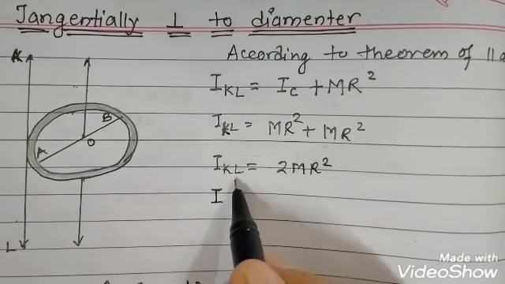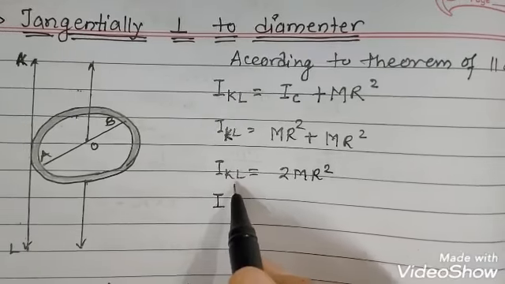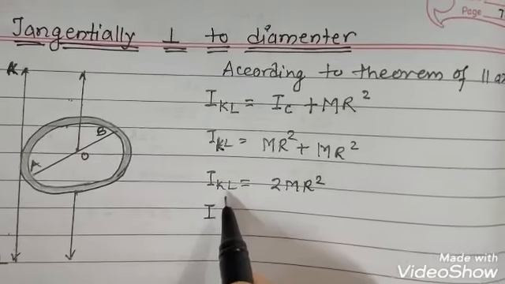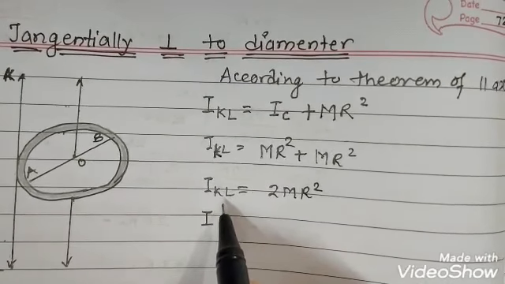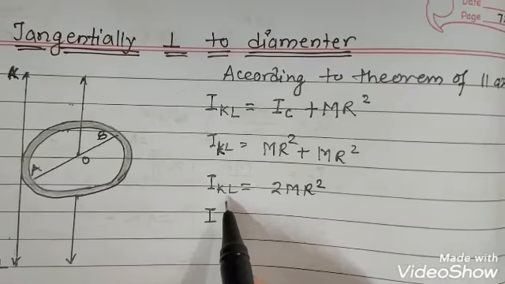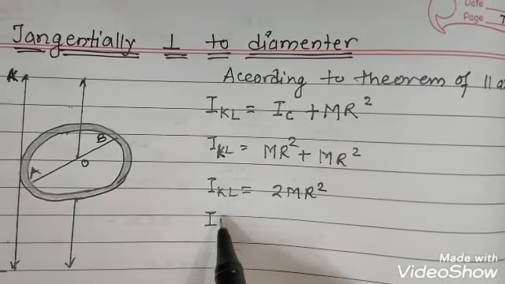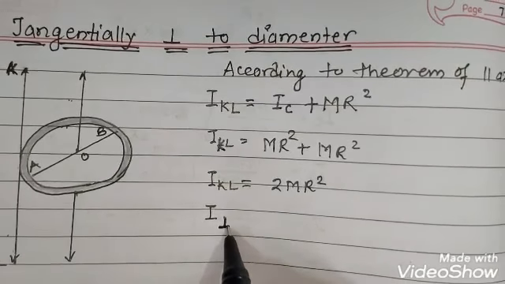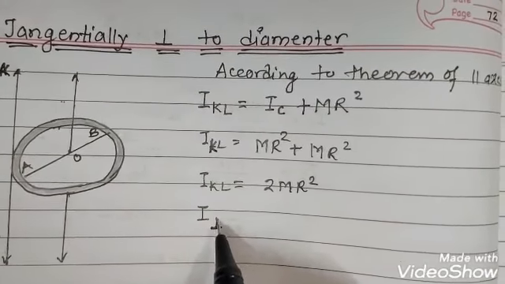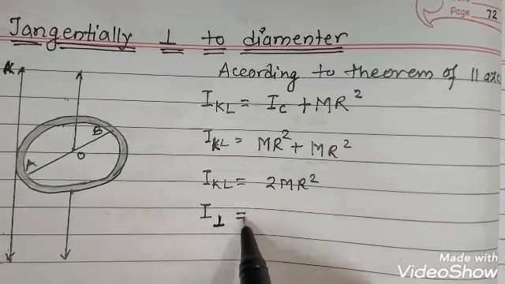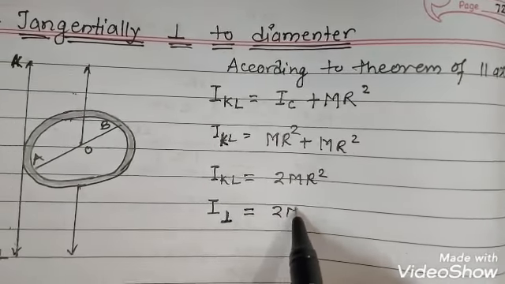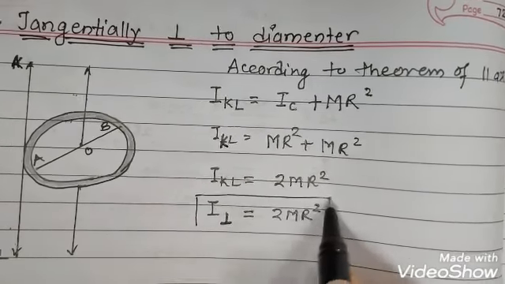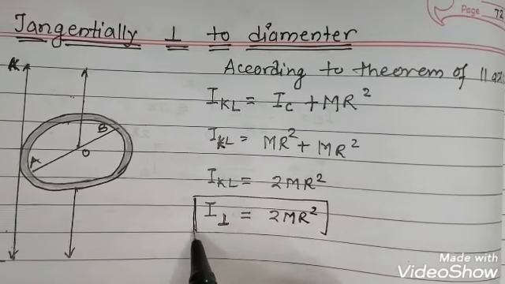This IKL is actually the moment of inertia about an axis passing tangentially perpendicular to the diameter. So here I am just writing a perpendicular sign in place of KL. So the moment of inertia is equal to 2 MR square. So this is the fourth case of the circular ring.